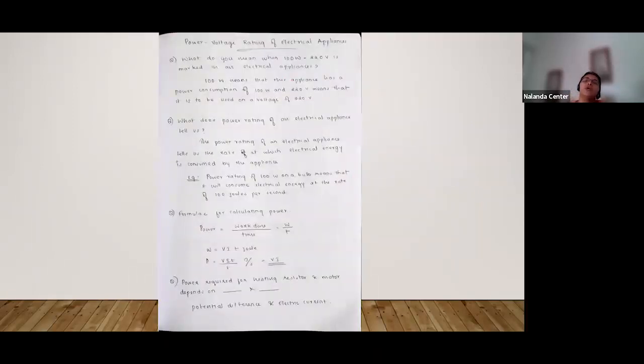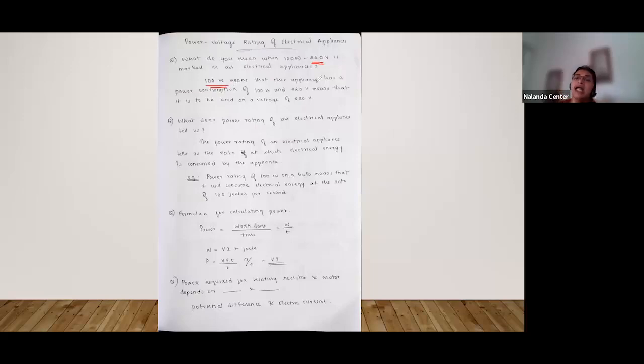Now, power voltage rating in an appliance. What is meant by power voltage rating in an appliance? If you take some appliance like a heater or AC, we can see a marking which is 100 watt, 220 volt. What is meant by that? It means that the appliance is going to work best at 220 volt, and the power consumption is going to be 100 watt.